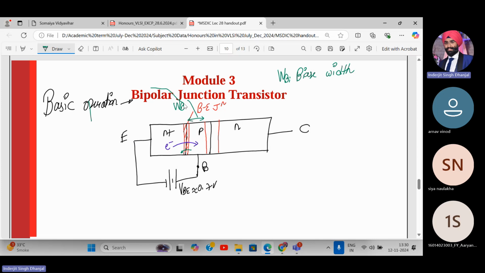Ln, I think I have already discussed in the PN junction. What is Ln? Diffusion length, right? The length over which the carriers will travel without recombining. Are you understanding? So if WB is very small compared to Ln, most of the injected electrons get to the collector without recombining. What is the meaning of that?